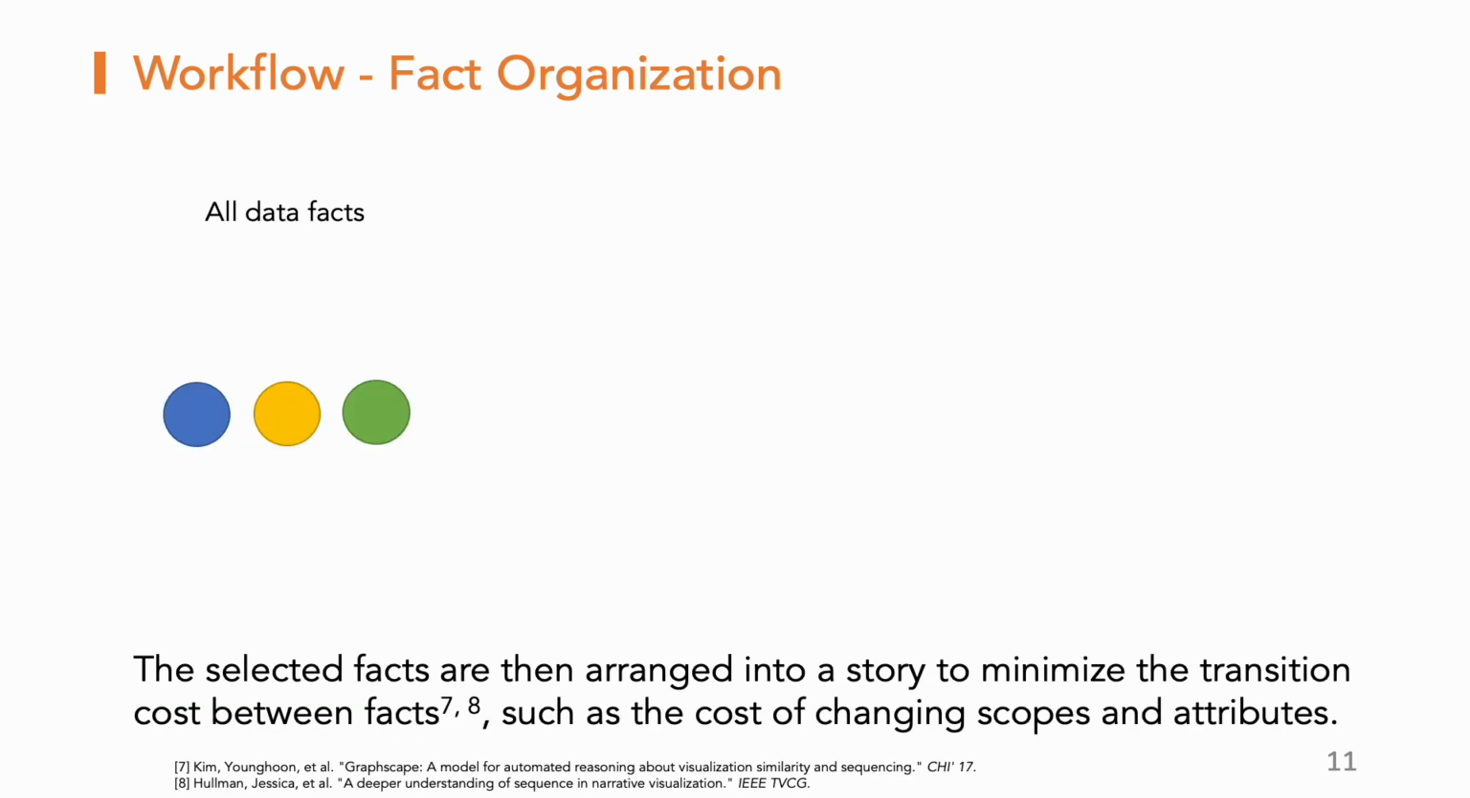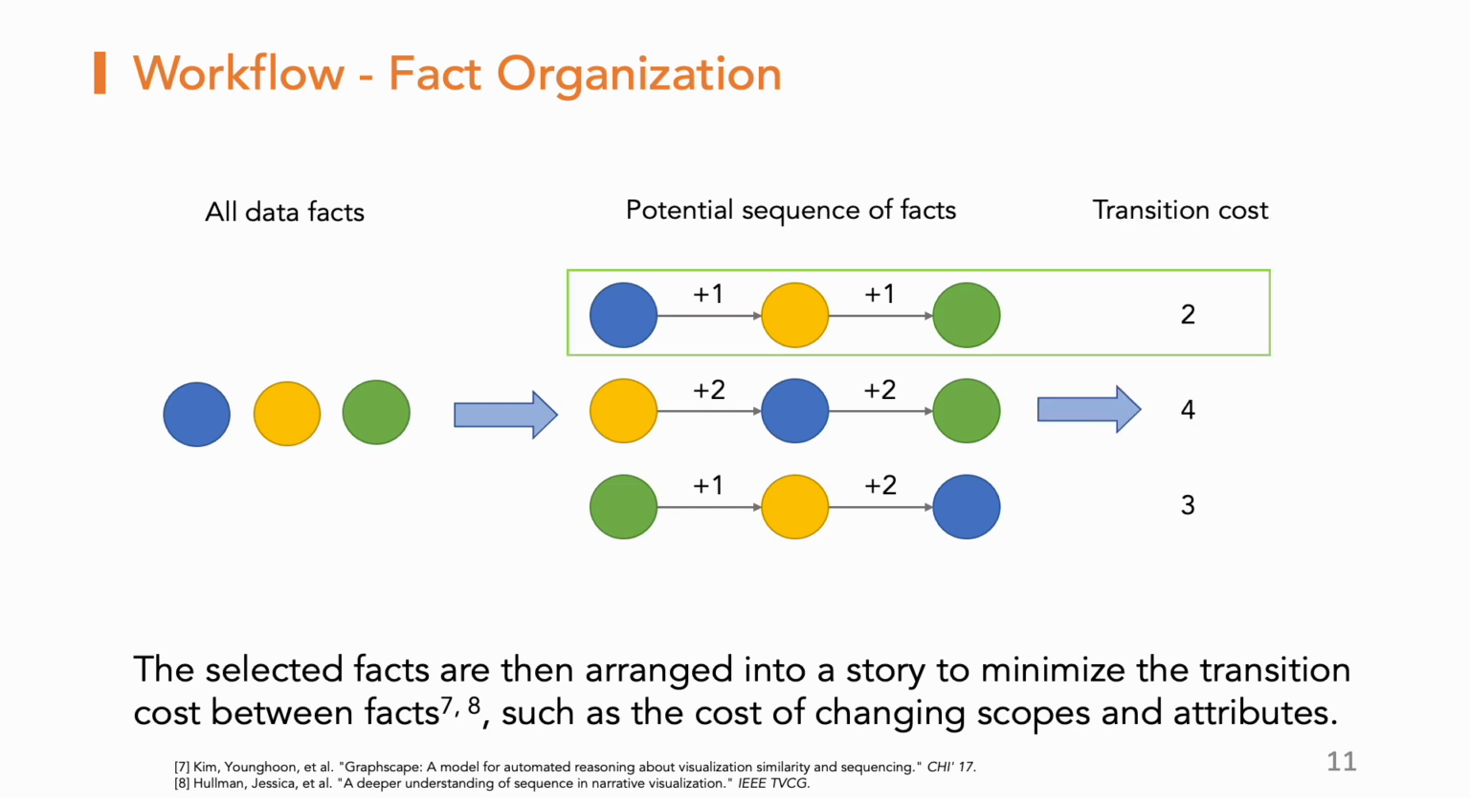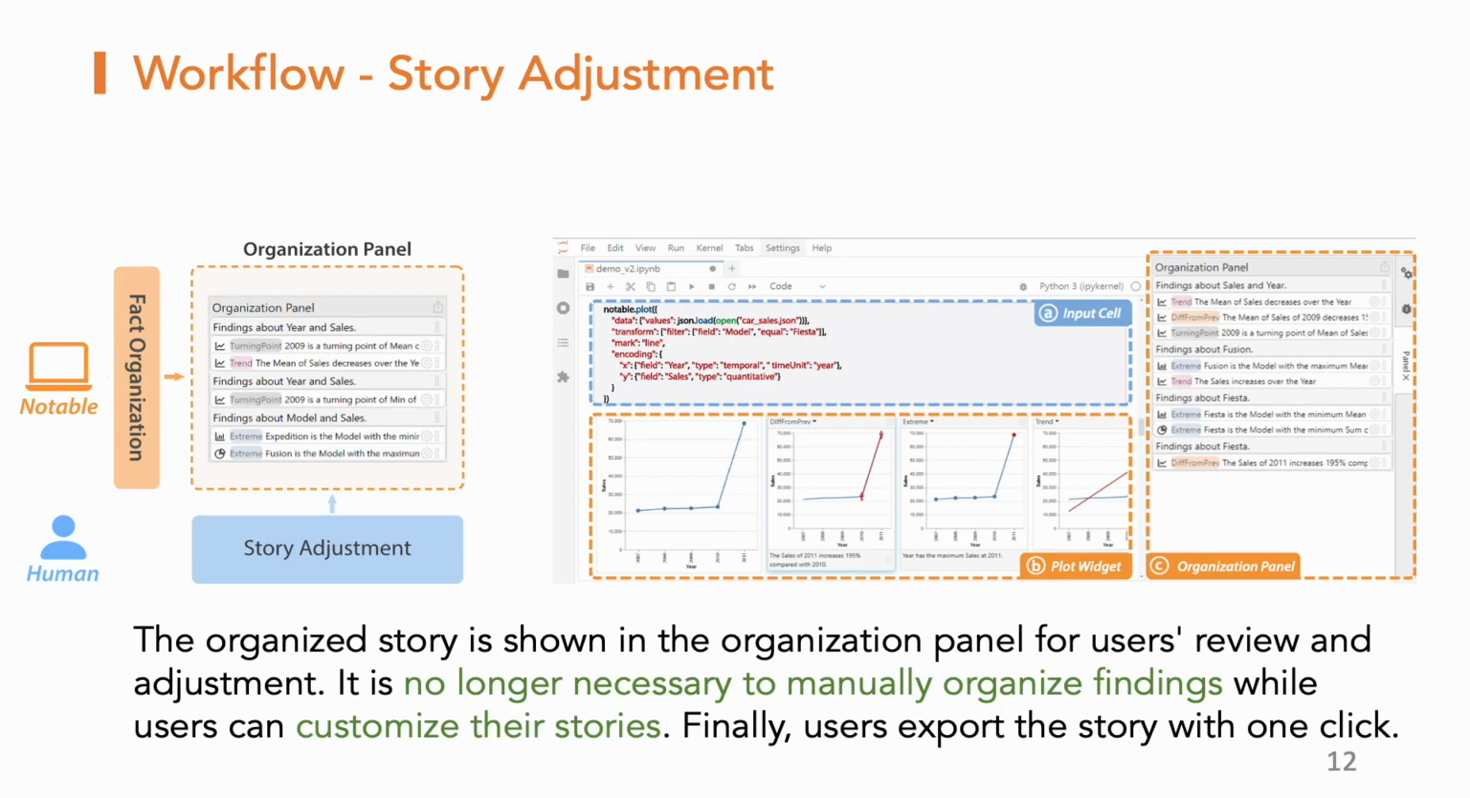Next, user-selected facts will be arranged into a story. Notable first computes the transition costs of all potential sequences of facts. Here, a smaller transition cost indicates that two facts are more similar, such as sharing the same attributes. Then it picks the sequence with the smallest transition cost as the output. In this way, the story's audience can understand the relationship between facts more easily. By arranging data stories automatically, users can get rid of manual organization. They are still allowed to conveniently adjust the story according to their preference in the organization panel.